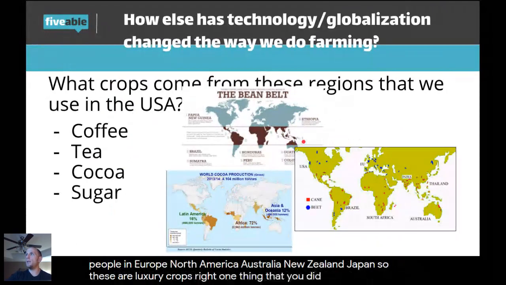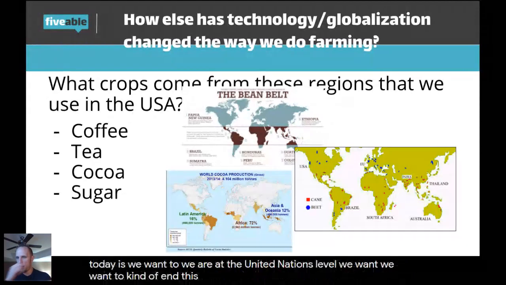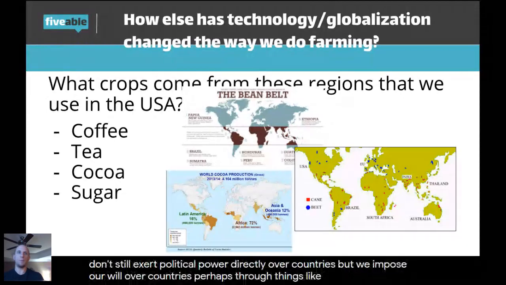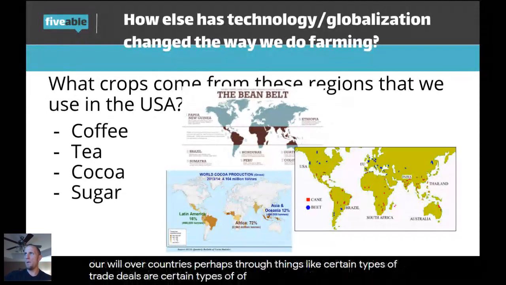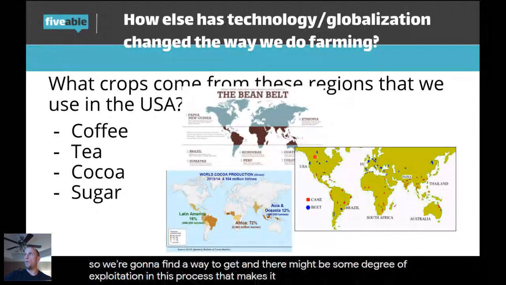One thing we try to do today, as a world, or maybe at the United Nations level, is to end this legacy of colonialism. Today, a lot of times you think about the concept of neo-colonialism, which is, yeah, we don't still exert political power directly over countries, but we impose our will over countries, perhaps through certain types of trade deals. Let's say we want coffee really bad, so we're going to find a way to get it. And there might be some degree of exploitation in this process that makes it look like old imperial countries still haven't totally let go of their imperial possessions. Now, it's ludicrous to think about imperialism the way it existed in the 1800s, but people who argue that we take advantage of poorer countries when it comes to our own economic needs kind of have a point.